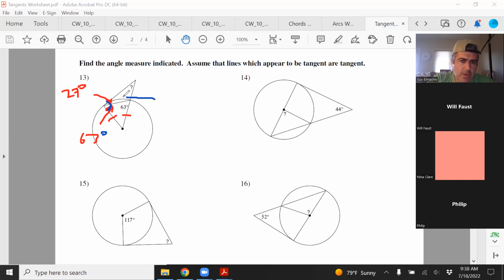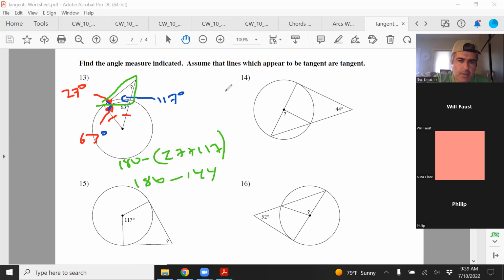And that's going to be 117, because you have a linear pair, right? You know, 63 plus 117 gets you 180. And then you got one more triangle to consider, this right here. We have 27 and 117, which is 144. You do 180 minus that number. That's 36 degrees. Here we got a right angle.